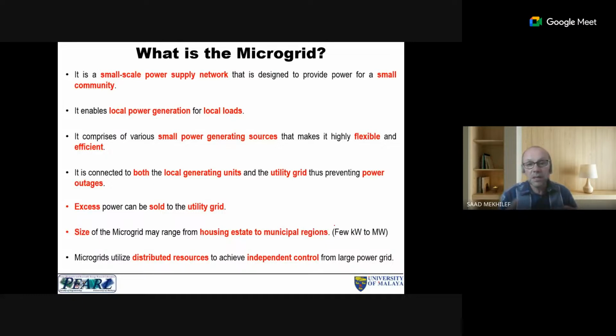The microgrid is a small-scale power supply network, designed for a small community. What does that mean? We have small remote communities where maybe there is no grid, or maybe there is a grid but it's not enough to supply them, because with grid extensions to remote areas you will always have a problem of voltage and frequency at the end of the grid. You will have a lot of fluctuations of voltage and frequency. So the microgrid may be a good solution. Maybe it's isolated and they don't have any grid.